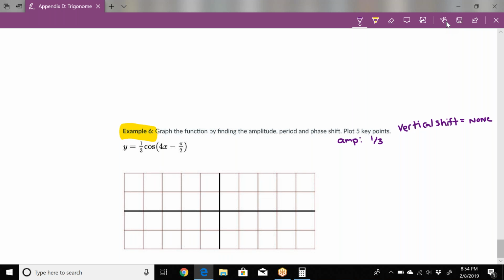That means we are being compressed because this is going to have a height that is less than our normal cosine function for each of those hills. And then we want to know what's the general shape of cosine, and that does matter if there's a negative in front because that reflects your graph.